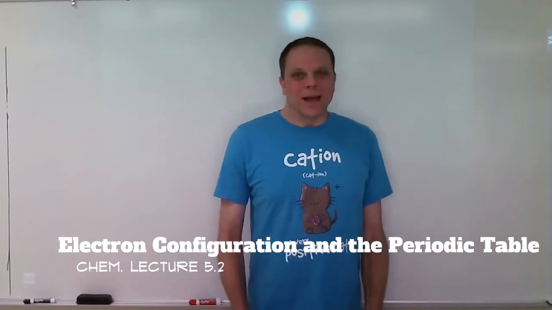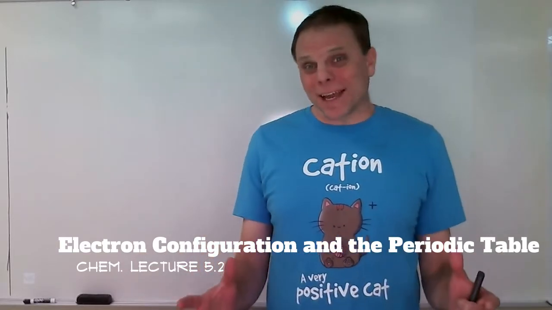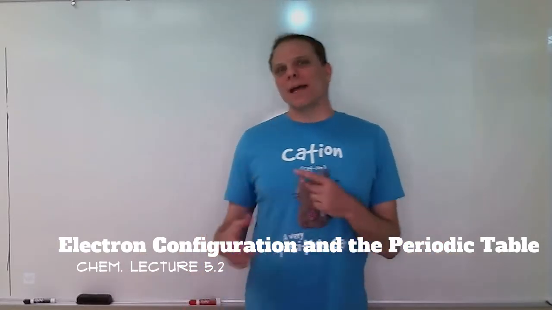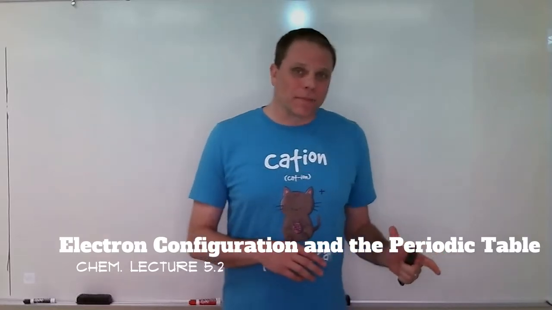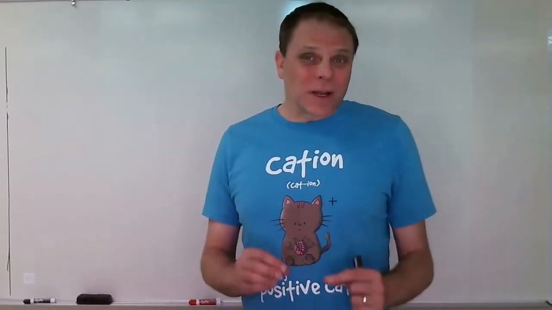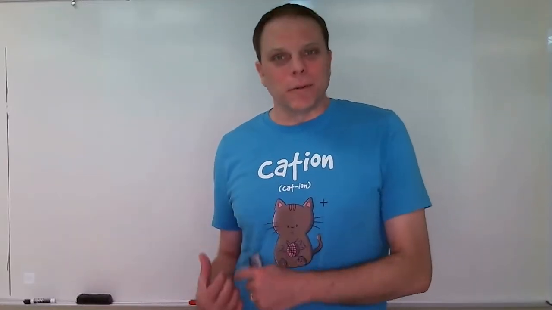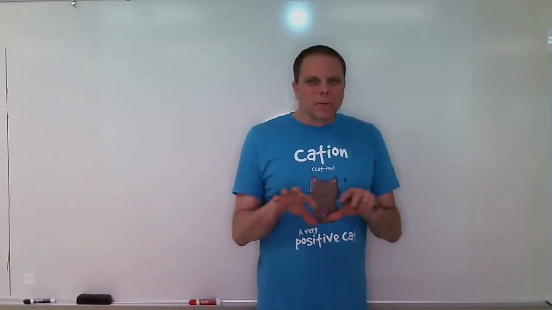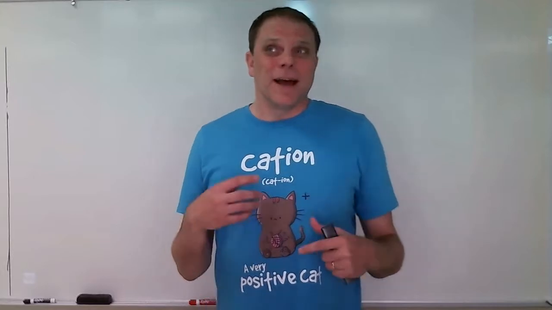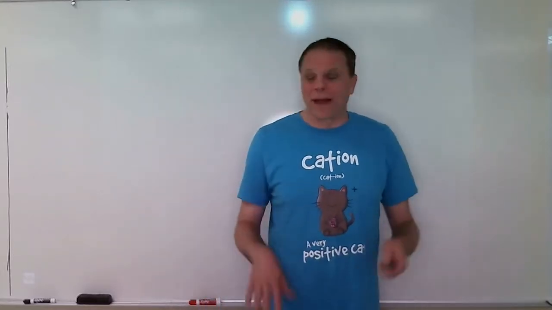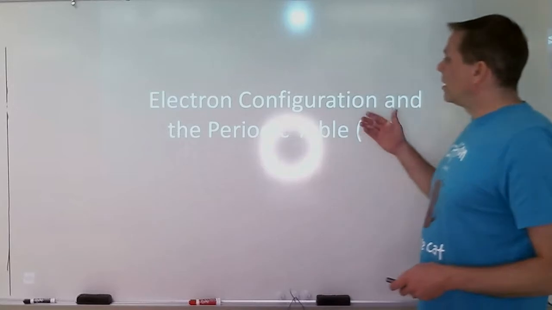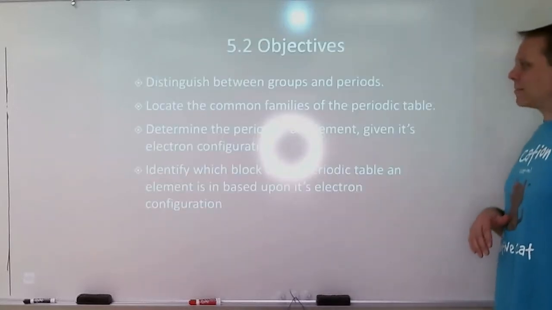So let's get going. Today we're going to talk about the periodic table a little bit more, and we're going to tie in what we learned last chapter with electron configuration to the periodic table today. So we're going to uncover a little bit more of the really cool connections that the periodic table has to how the electrons are arranged around the atom. So, electron configuration of the periodic table, section 5.2.